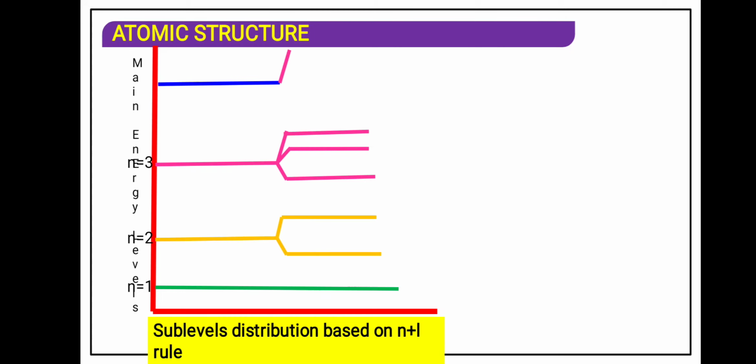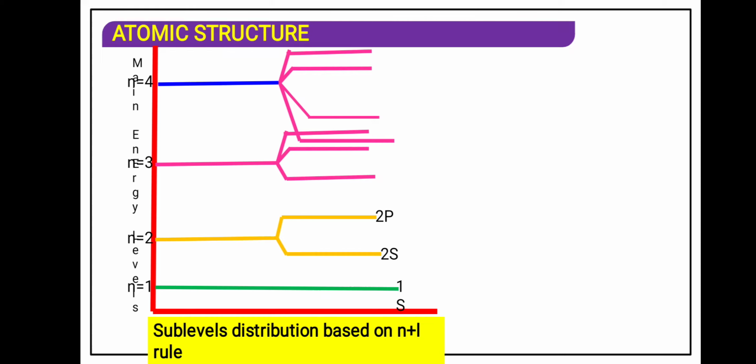Now you can understand with the help of this marking, the subshells: one in the first floor, one in the second floor, two, three, and here four. 1, 2, 3, 4. Why is the line over here? Because the energy is decreasing. That is why this level is at the bottom.